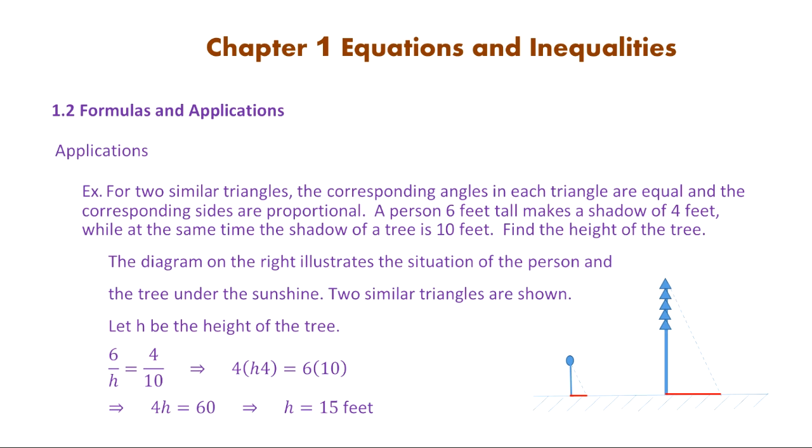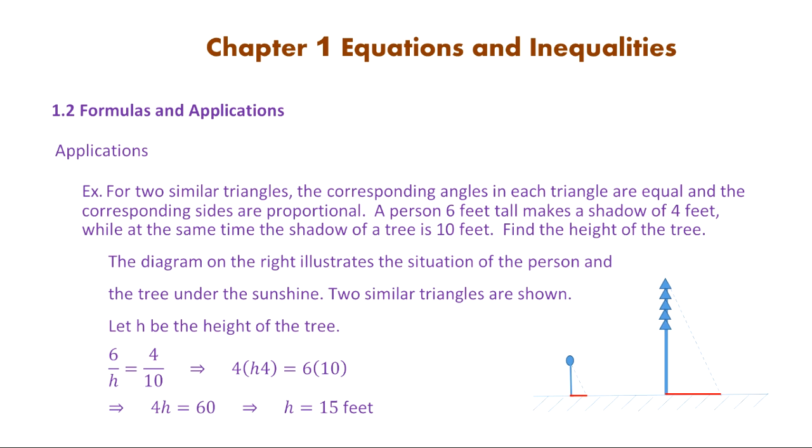So the problem here is a person 6 feet tall makes a shadow of 4 feet. So in the left triangle, the person is 6 feet high or tall, and the shadow, the red line, is 4 feet. Well, at the same time, the shadow of a tree is 10 feet. So you can see in the picture, the red line on the right is 10 feet. And we need to find the height of the tree, okay? These are two similar triangles because they are all made by the sunset, okay?